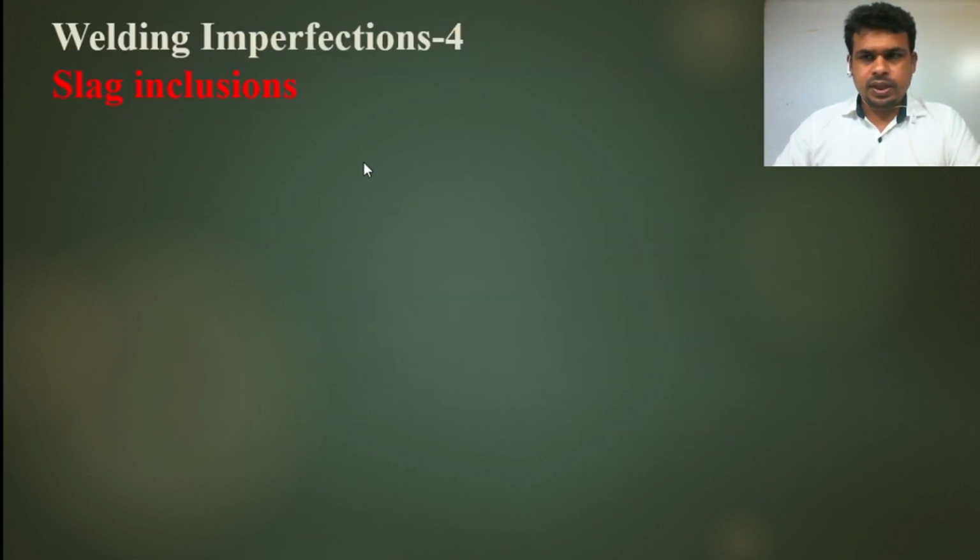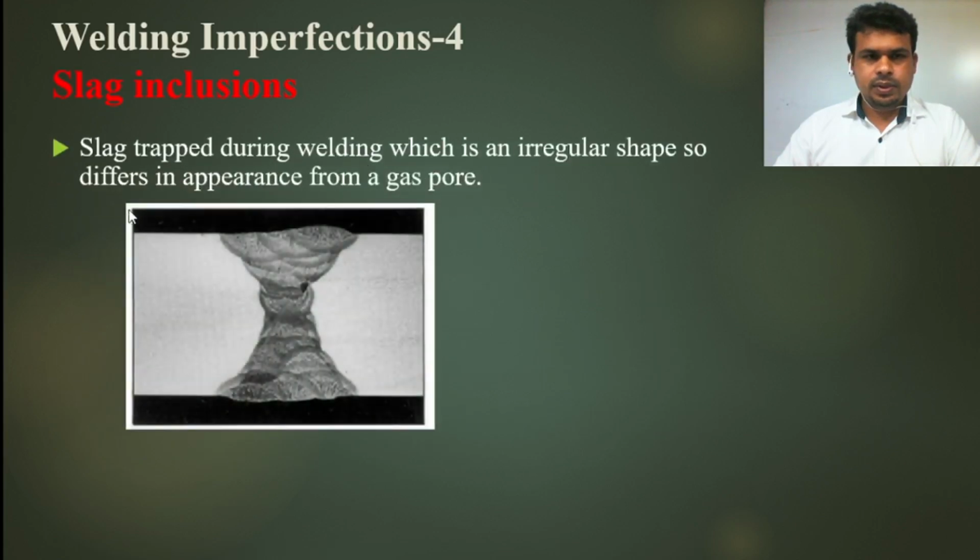So slag inclusion, what is the slag inclusion? Slag trapped during welding has an irregular shape, so it differs in appearance from a gas pore. You can see in this welding that slag is trapped inside. Why is slag trapped here? Because when we do the welding, before another run we do not clean properly. That's why slag is inside, trapped. So this is called slag inclusion.